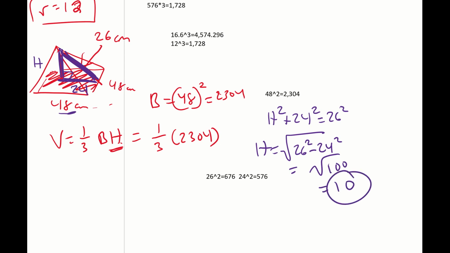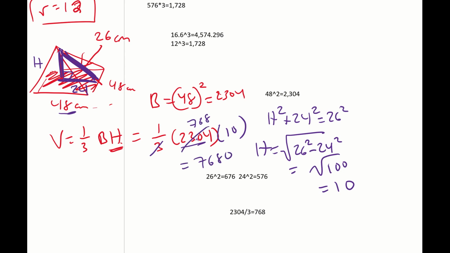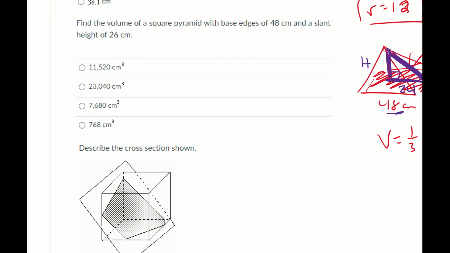All right, so now we know that the height is 10, so we can plug that in here. And we know that this is divisible by 3, so you can actually divide that by 3. So 2304 divided by 3 is 768, and then 768 times 10 is 7,680. And so there's your volume.